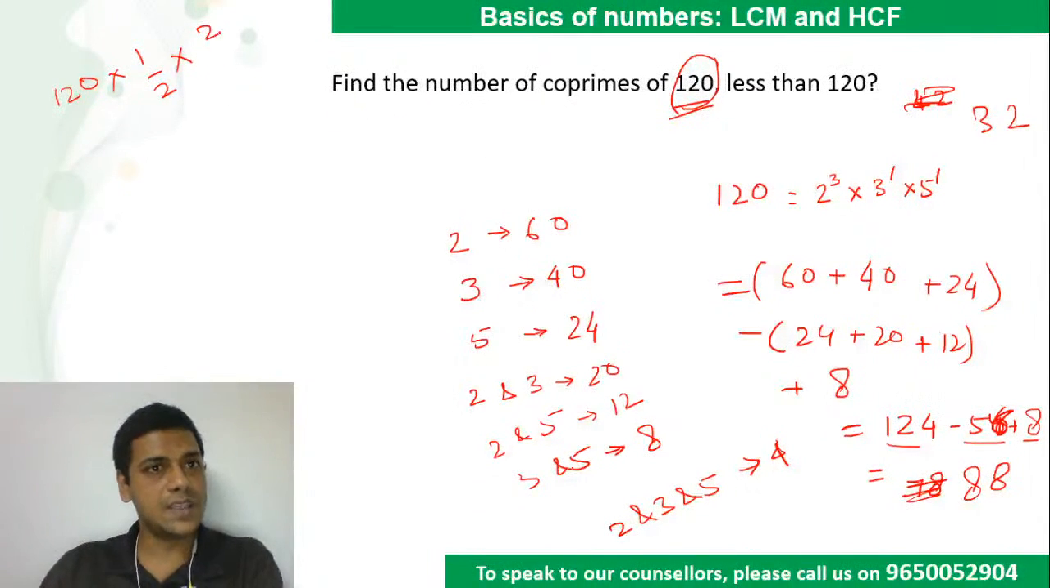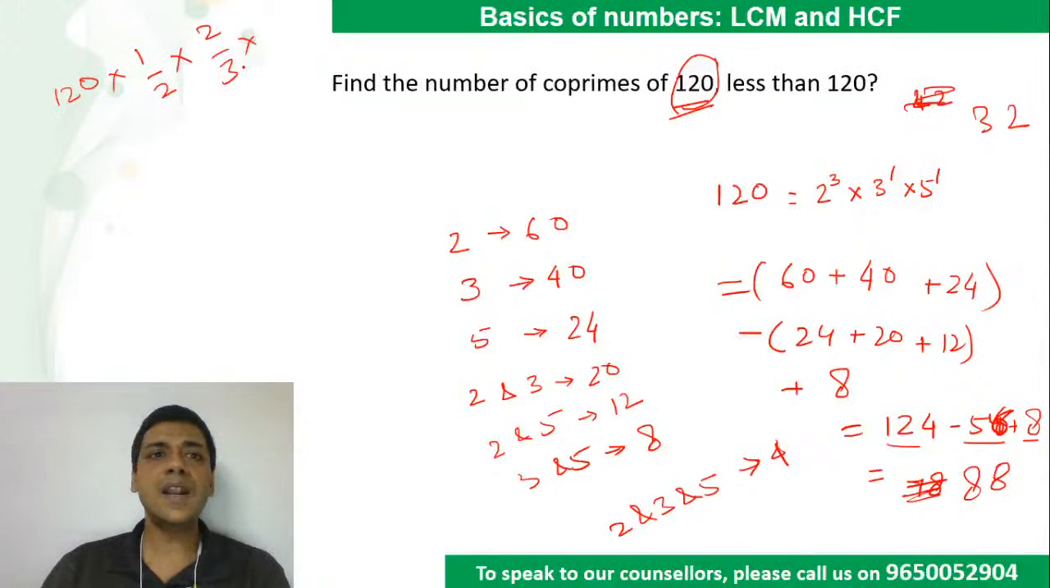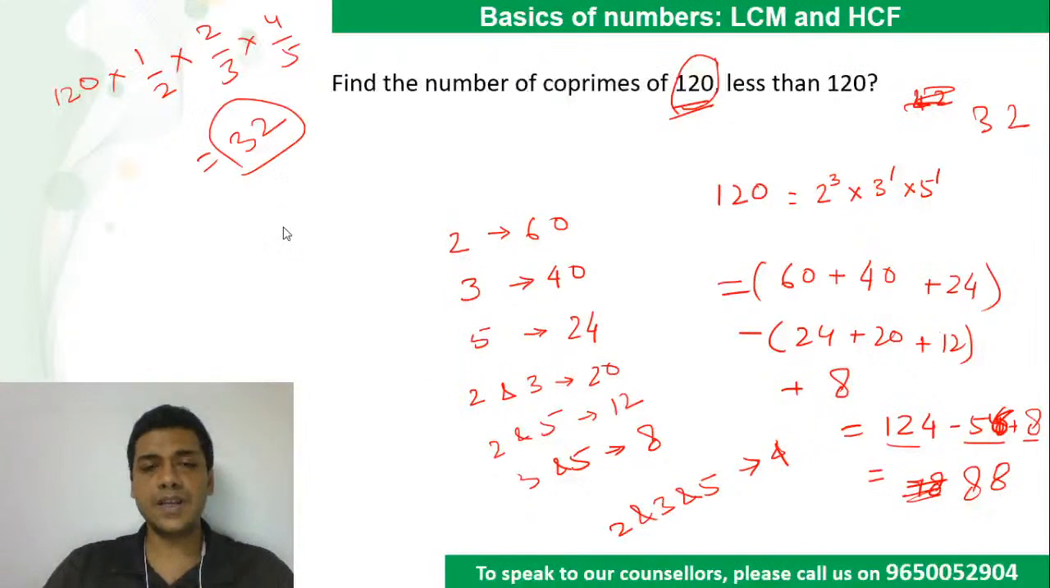So into 2 by 3. Similarly, if every fifth number is a multiple of 5, out of every 5, 4/5 of the numbers will not be multiples of 5. Now if I solve it, I will again get 32, which is my answer. So there will be 32 numbers which are neither multiples of 2 nor multiples of 3 nor multiples of 5 and which are co-prime with 120.